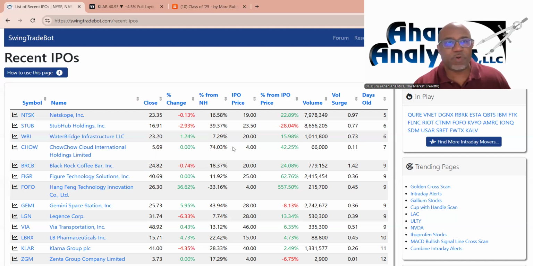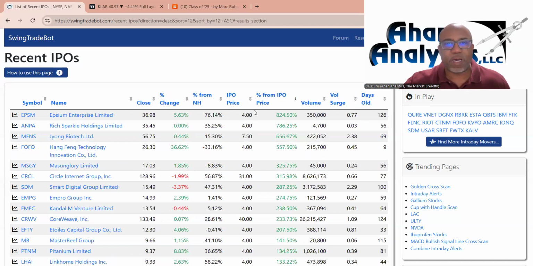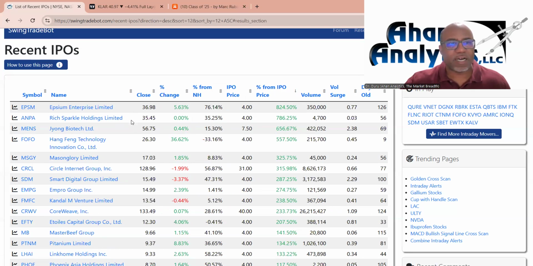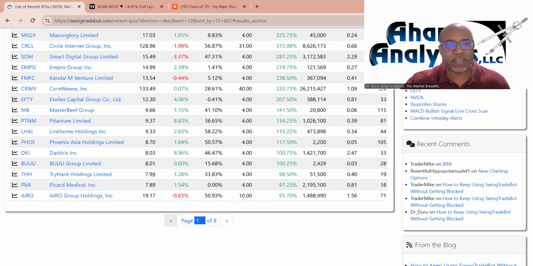Now, the default view on recent IPOs is to sort in ascending order in terms of the age of the IPO. That's not so useful when I'm doing the scan. What I want to do, first of all, is sort by percent from IPO price, from the highest to the lowest. And you'll see why in a second. So, of course, all of these stocks, if you were lucky enough to get into the IPOs, these are fantastic. These were fantastic investments. But what I want to show you is that these fantastic investments run out very quickly.